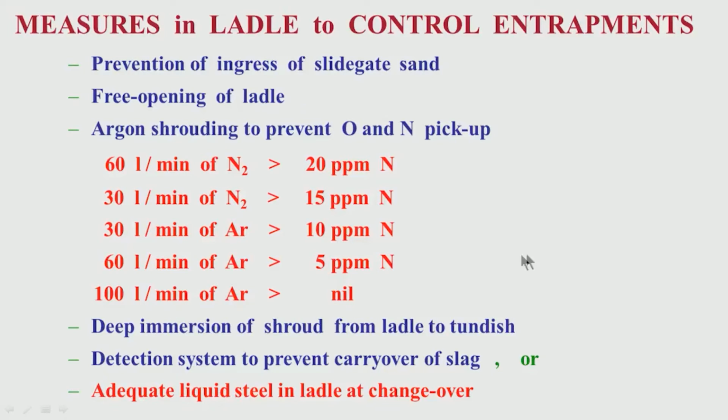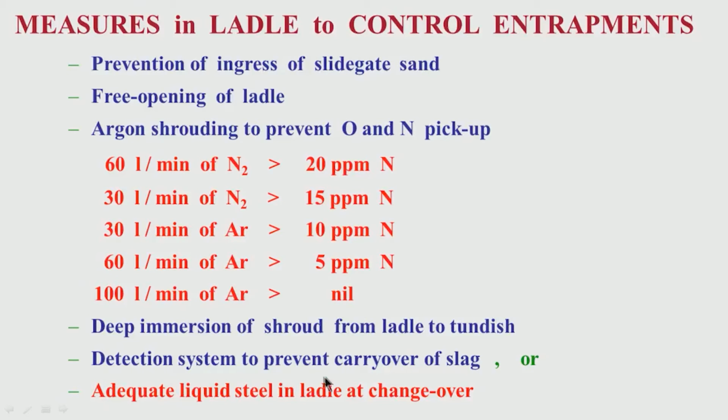Then what is important is deep immersion of the shroud. This is very important. It helps in preventing liquid steel from being exposed to air, because it is coming through the shroud, and there is the argon cover also. So, if the shroud is immersed in the liquid steel in the tundish, then there is no scope for oxidation or nitrogenation, no scope for contact with air. And then I have told you, if there is a detection system to prevent slag carryover, that is ideal. We do not want the slag at the end of the emptying of the ladle to come into the tundish. Slag is an exogenous entrapment, it will affect the cleanliness level, it will increase the oxide cleanliness level, we do not want that.